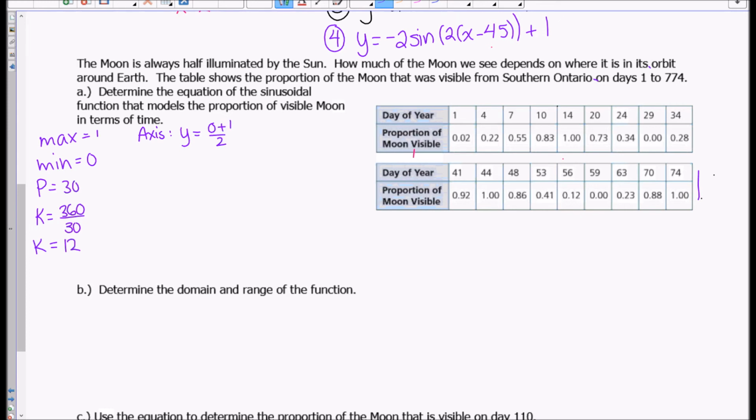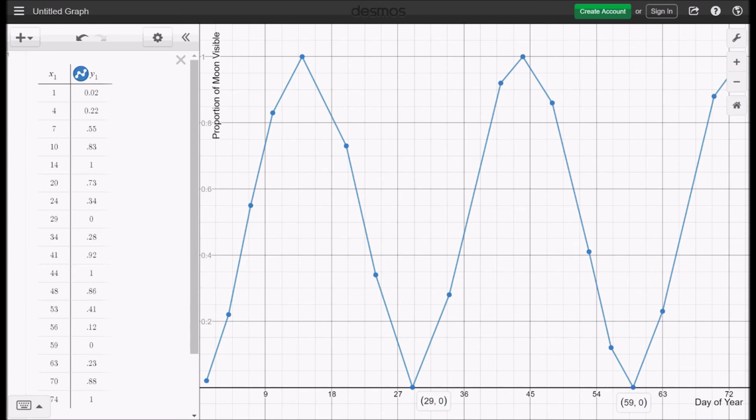So when I take the max and the min and I average them, I end up getting 1/2 or 0.5. To find the amplitude, I'm going to subtract the min from the max, and then divide that by 2. So the amplitude is also 1/2 or 0.5. We know the K value is 12. And the last thing I need to do is figure out, am I going to use sine or cosine, and then what the phase shift is going to be.